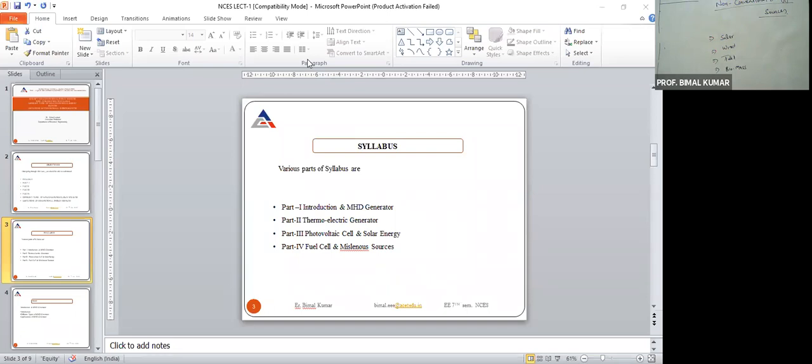Now in part 1, as I had already told you, there are two parts: one is introduction and second is MHD generator. In part 2, we will study thermoelectric generator, and in part 3, we will discuss photovoltaic cell and solar energy.